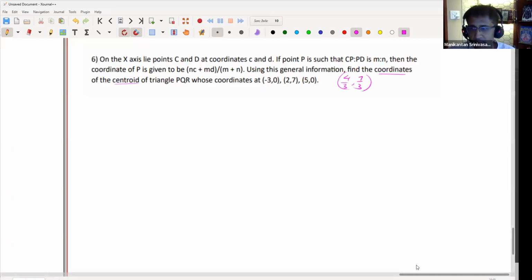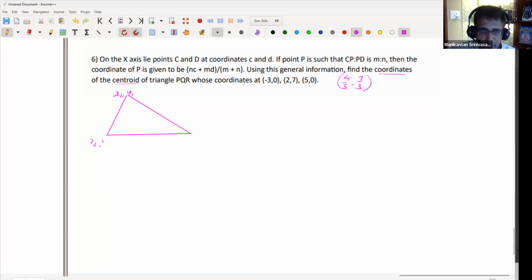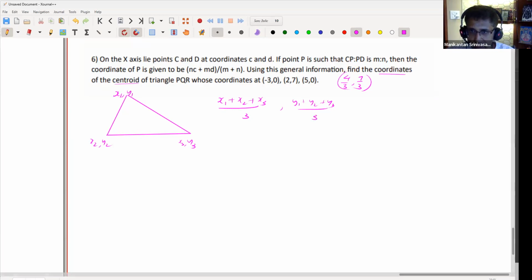I'm asking the centroid. Centroid is the meeting point of the medians, which is the center of gravity, right? The coordinates of the center of gravity, or the coordinates of the centroid, are very simply the average of the 3 coordinates. So let's say x1, y1, x2, y2, x3, y3. The coordinates of the centroid will just be x1 plus x2 plus x3 by 3, y1 plus y2 plus y3 by 3. But I did not give that information.